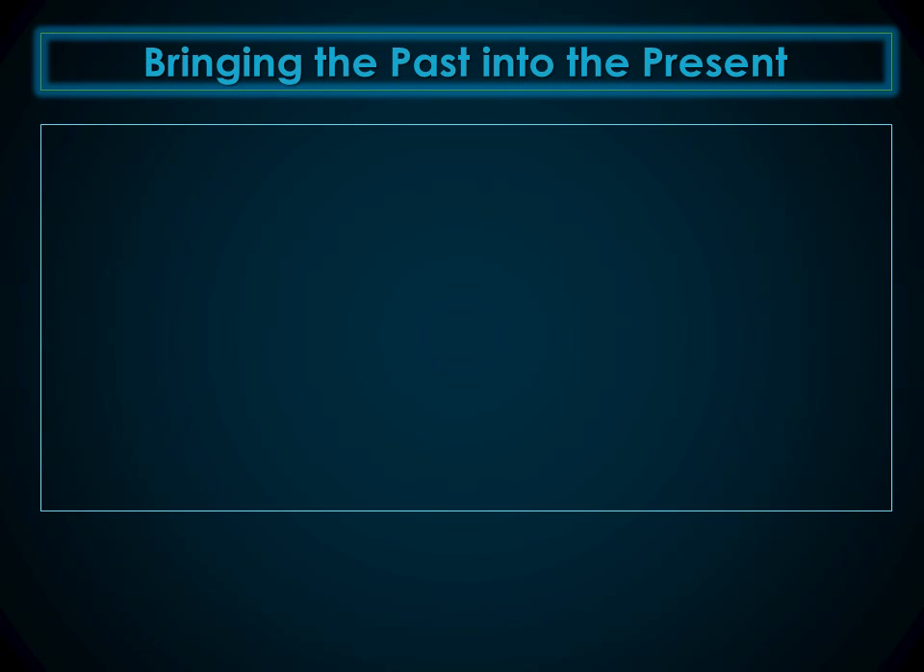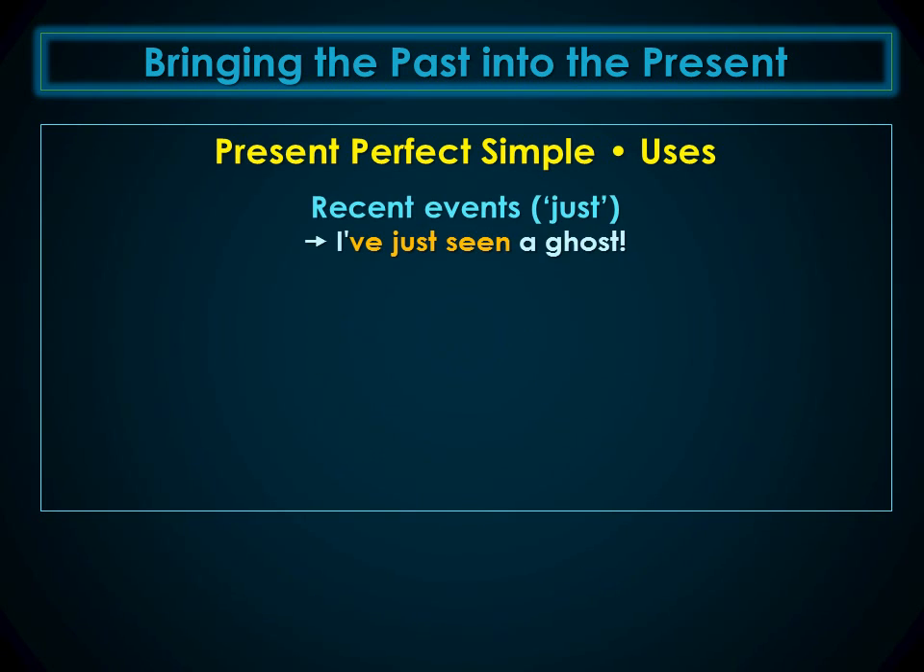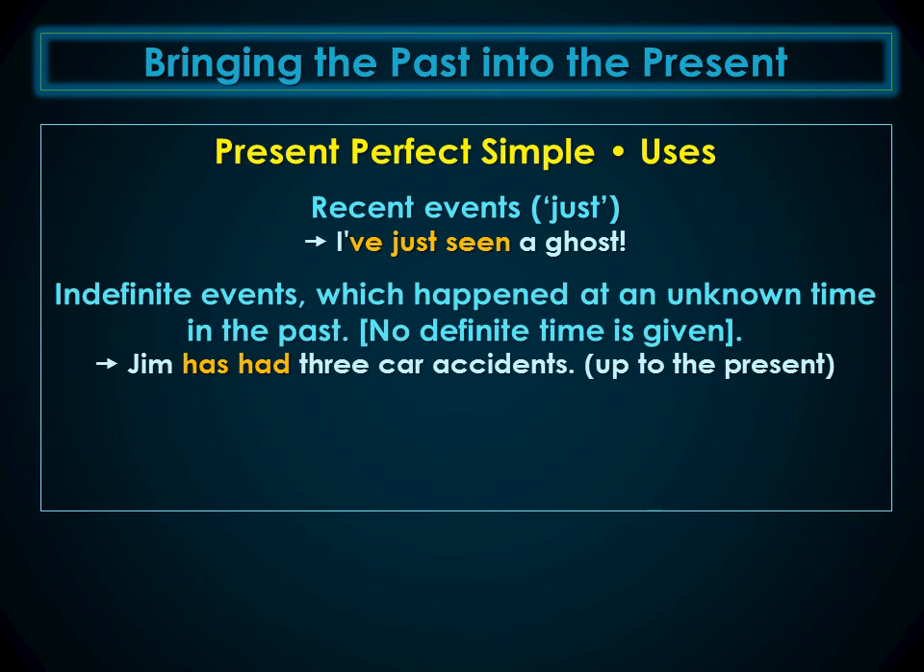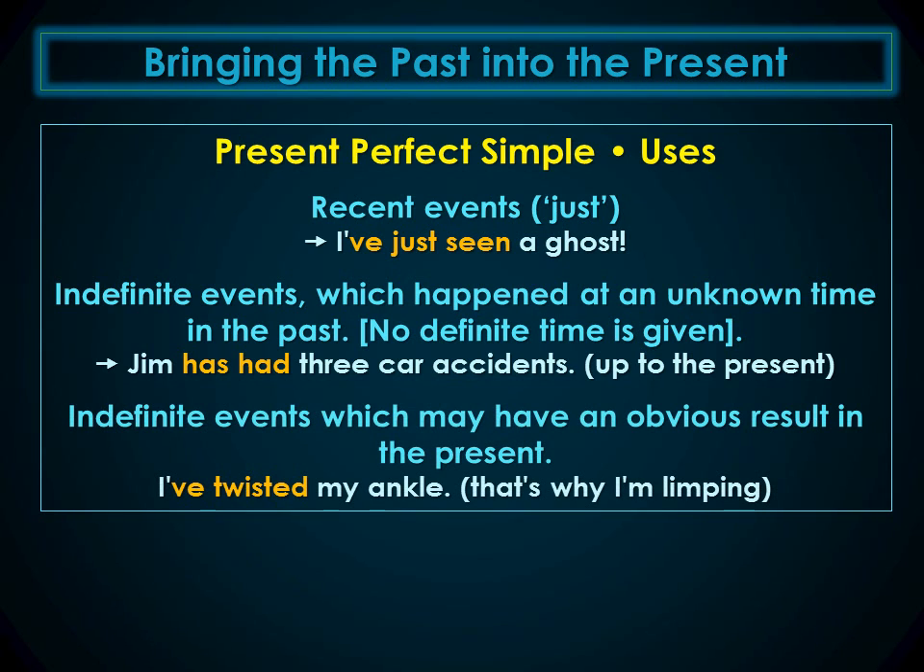Okay, now, how do we bring the past into the present? By using present perfect. Recent events: I've just seen a ghost. Indefinite events, which happened at an unknown time in the past. No definite time is given. Jim has had 3 car accidents up to the present. Indefinite events which may have an obvious result in the present: I've twisted my ankle. That's why I'm limping now.